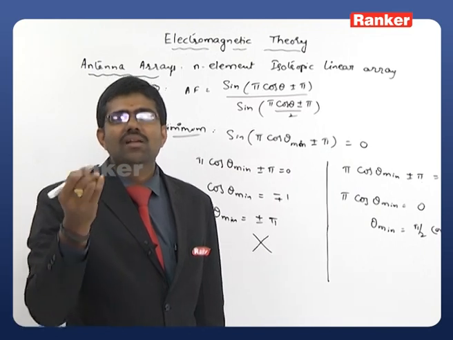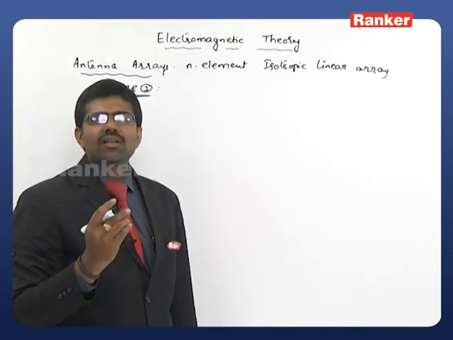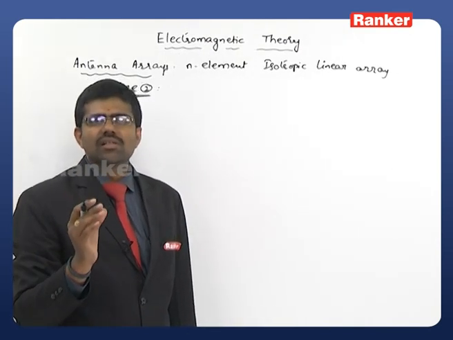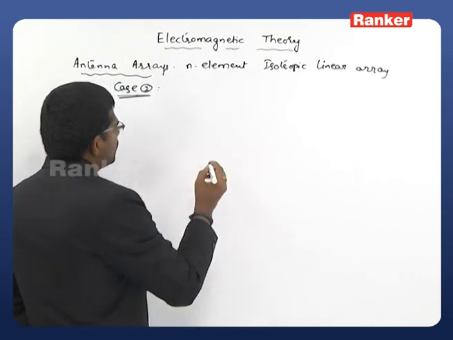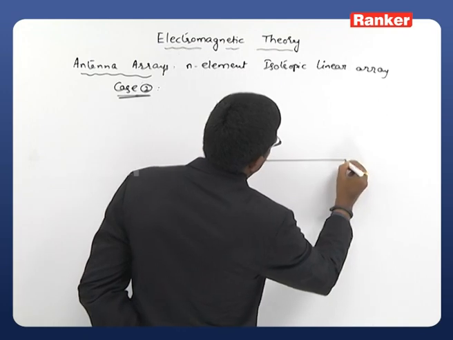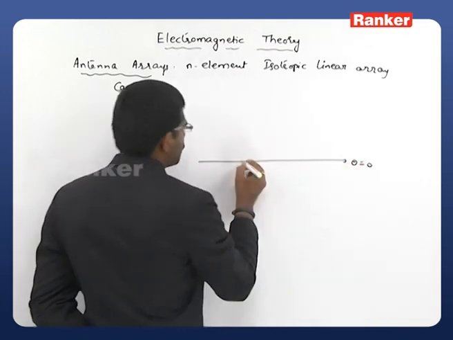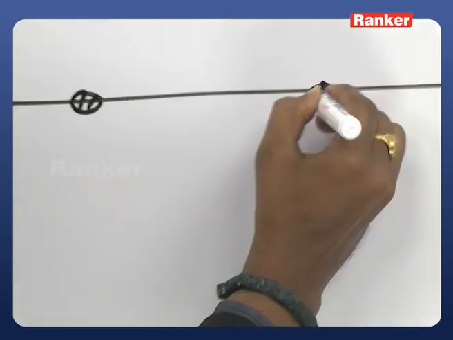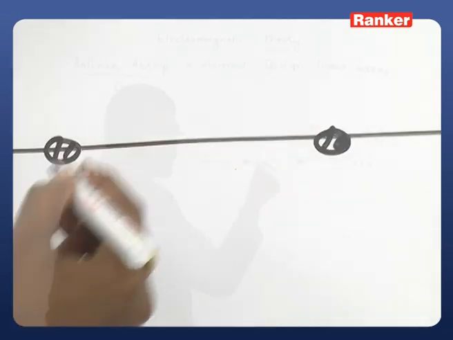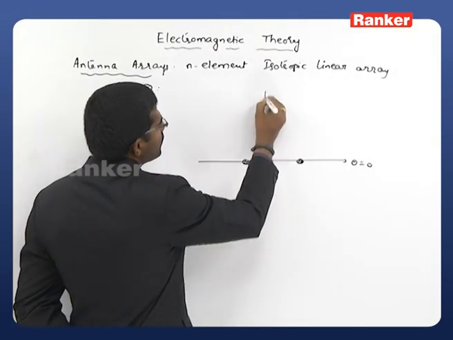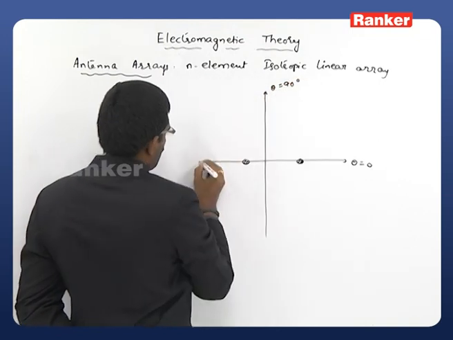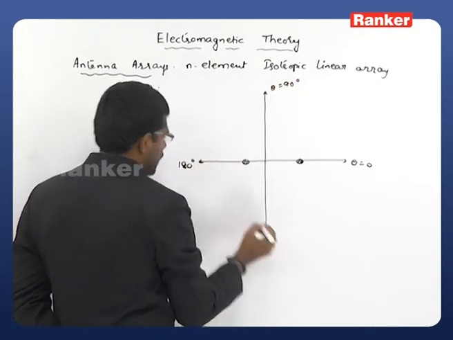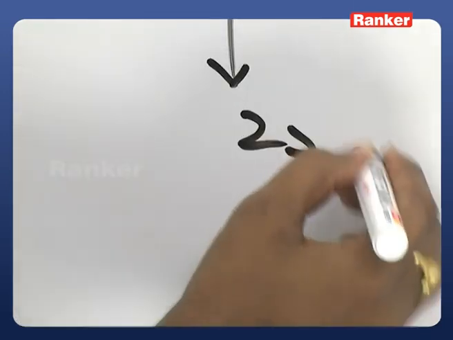So what I do is I will draw the radiation pattern. Now for drawing the radiation pattern, once again same, consider our array axis at theta equal to 0. That is at theta equal to 0. This is the theta equals 0 line. So this is our array axis. These are the two elements that I am considering with spacing lambda by 2. And this is theta equals 90 degrees, 180 degrees, and this is our 270 degrees line.